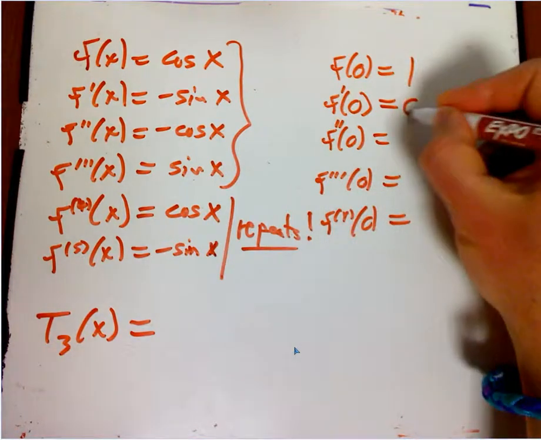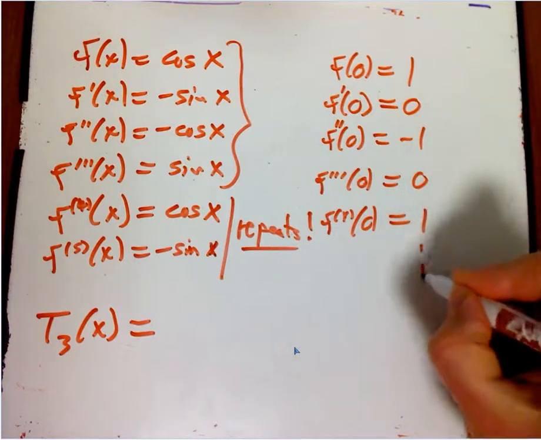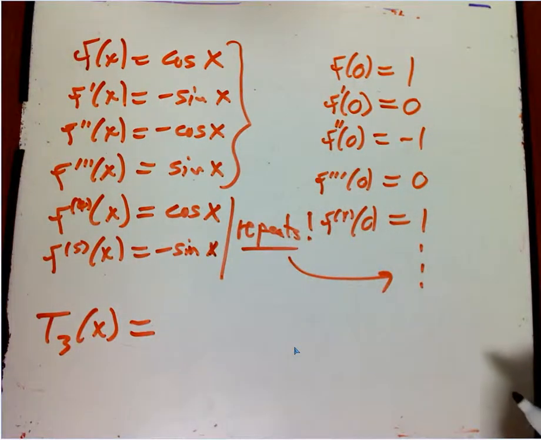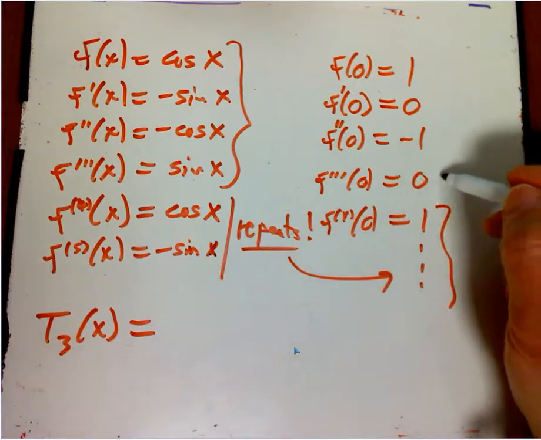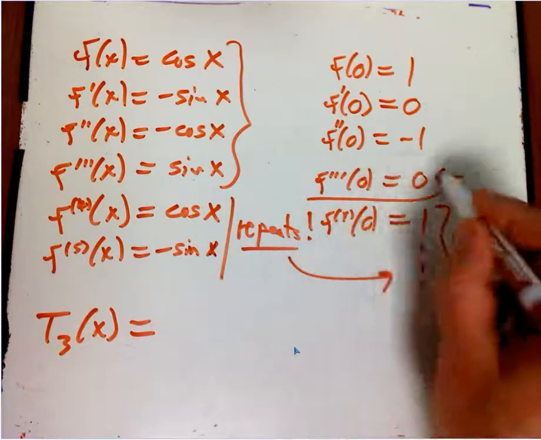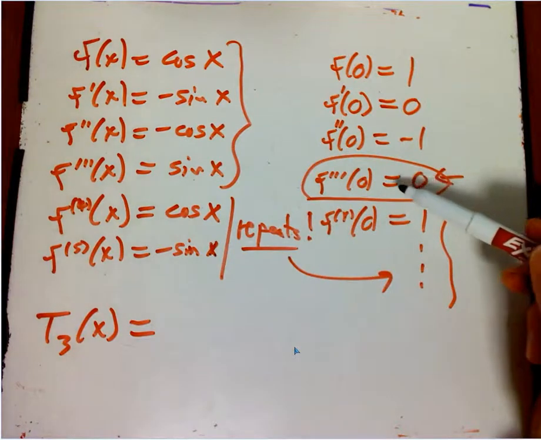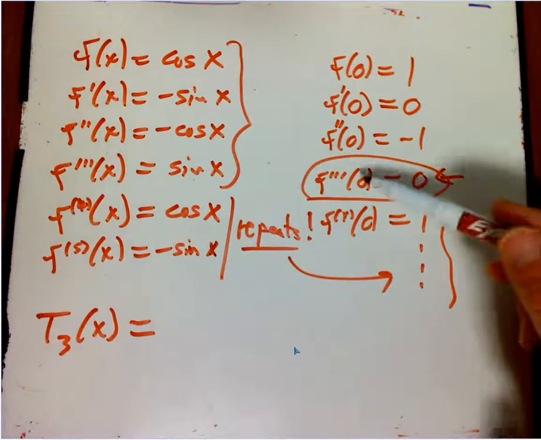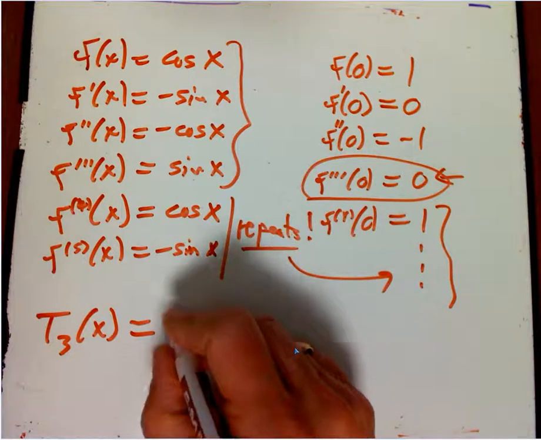So it goes 1, 0, minus 1, 0, 1, and then repeats, starting with the 1, in fact. Okay, so interesting thing, the cubic polynomial, the coefficient there has an f triple prime of 0. It happens to be over 3 factorial times stuff, but it's exactly the same.